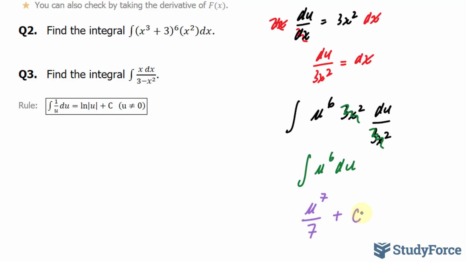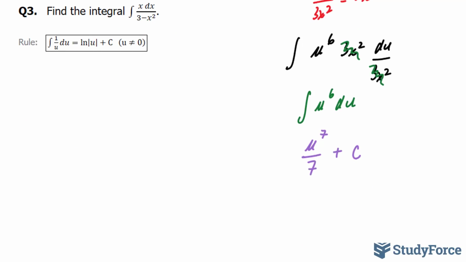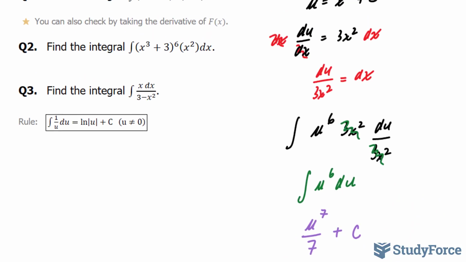Of course, you can't keep it in terms of u because the original equation was in terms of x. So what I have to do is replace u with what I set it as at the beginning, which was x to the power of 3 plus 3. Therefore, our final answer, which I'll represent as big F at x, is equal to (x to the power of 3 plus 3) to the power of 7 over 7 plus c. Let's move on to question 2.